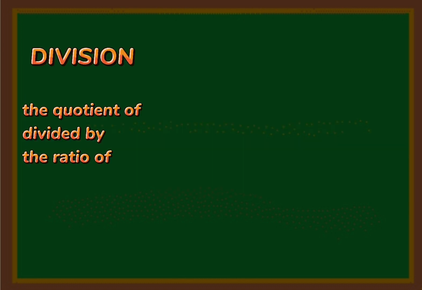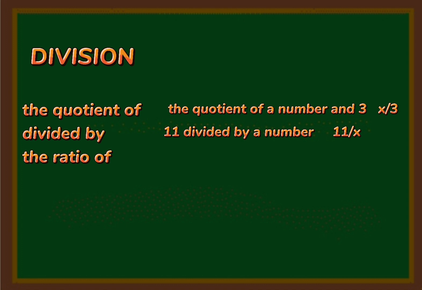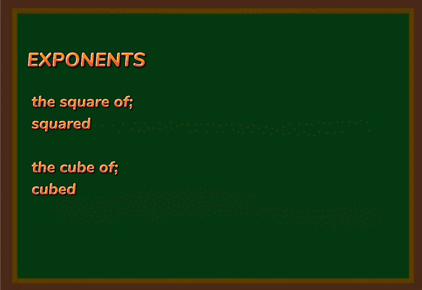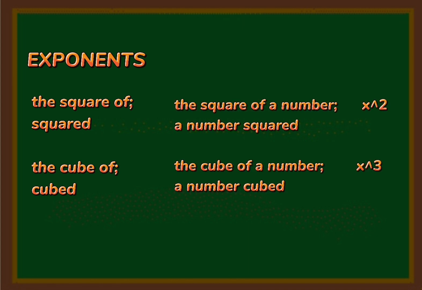In division, we have the quotient of, divided by, and the ratio of. For example, the quotient of a number and 3, 11 divided by a number, the ratio of a number to 7. And for the exponents, we have the square of or squared and the cube of or cubed.